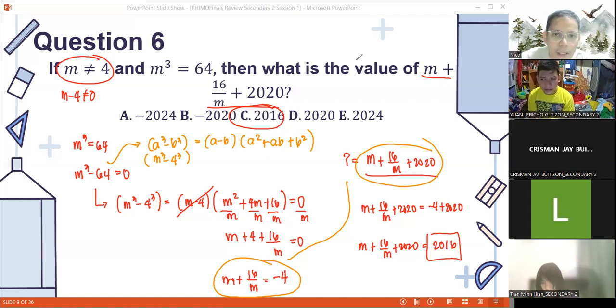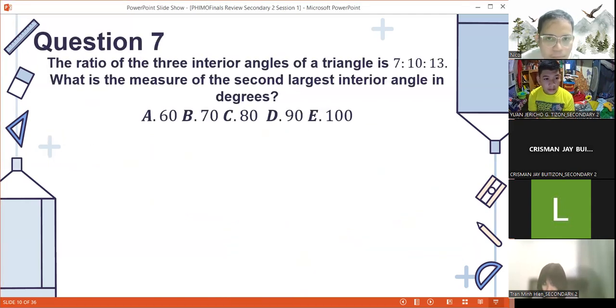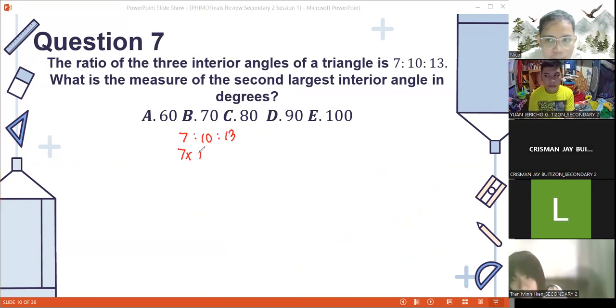Okay, I hope you're done copying. Let's proceed with the next question, which is number 7. Okay, this one is very easy. The three interior angles of the triangle are in the ratio 7 to 10 to 13. So 7x plus 10x plus 13x is equal to 180.